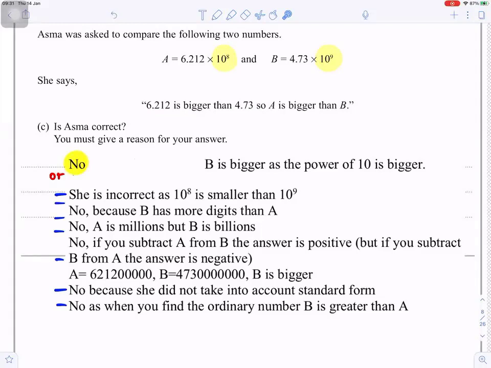Asma is wrong. The answer is no, she's not correct. B is bigger as the power of 10 is bigger. The power of 10 for B is 10 to the 9. The power of 10 for A is 10 to the 8. So B is bigger. Or you can say she is incorrect as 10 to the 8 is smaller than 10 to the 9.